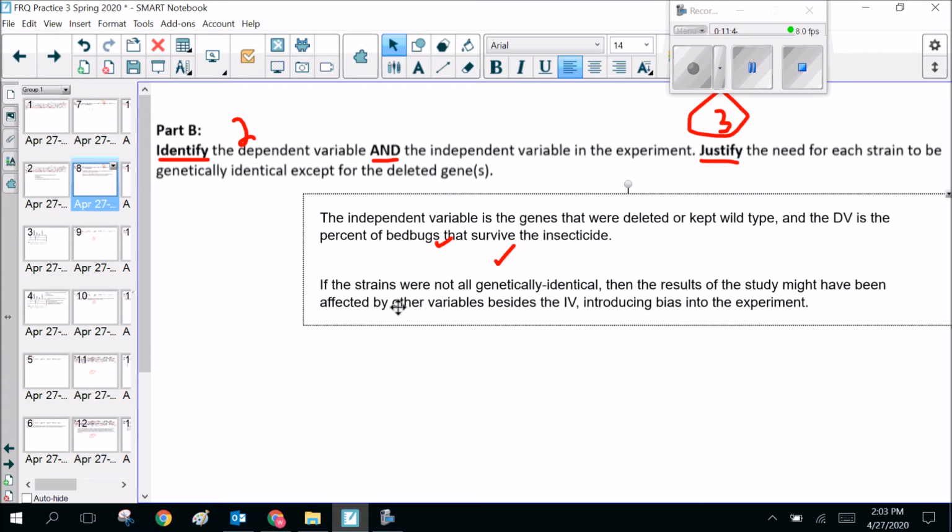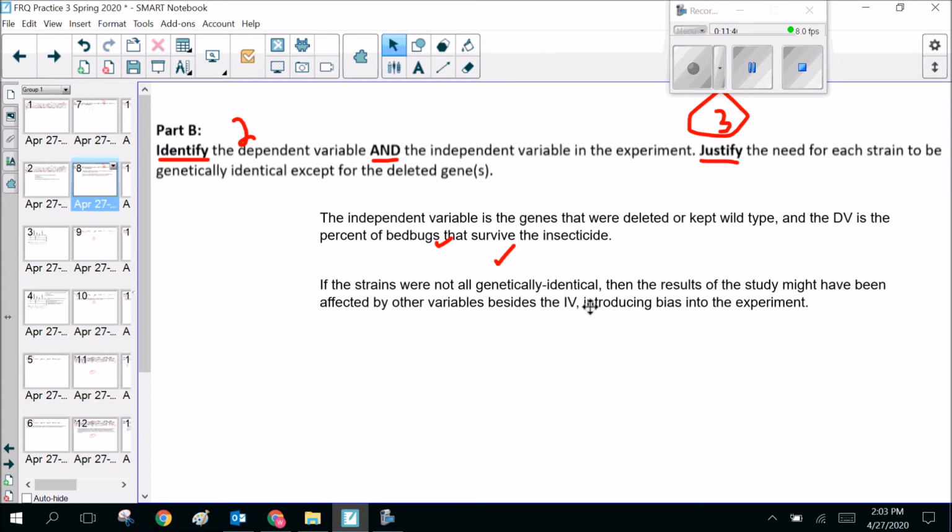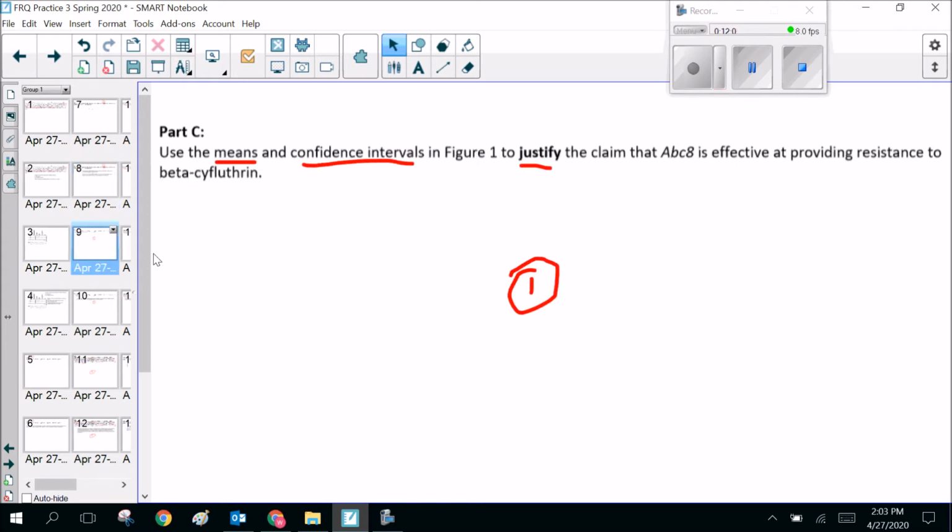Okay, and then we said if the strains were not all genetically identical, then the results of the study might have been affected by other variables besides the IV, introducing bias into the experiment. We've already said that. We already talked about it way back at the beginning, and boom, part B is done. So basically, in our setup, we did part B, which is amazing. Which leads us to part C. Using the means and confidence intervals, justify the claim that ABC8 is effective at providing resistance to beta-cyfluthrin. Well, guess what?